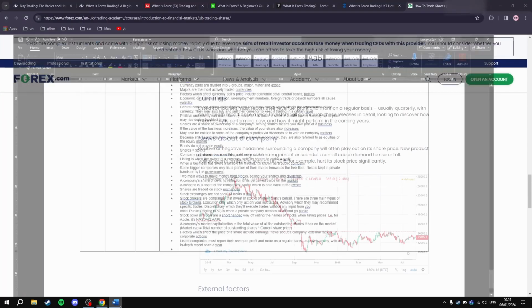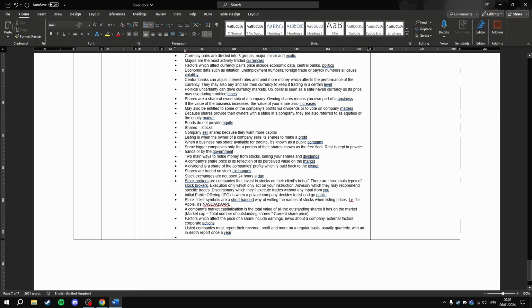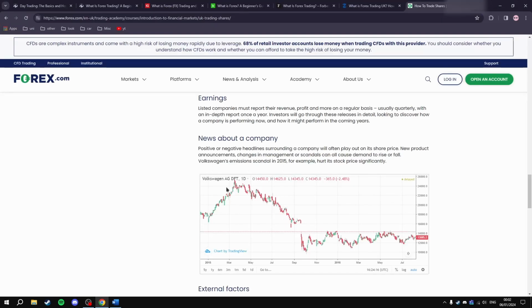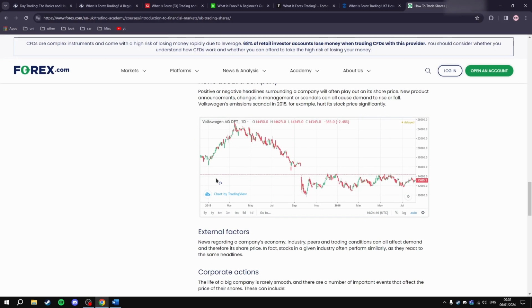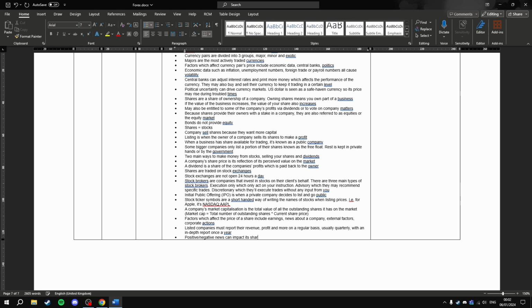So positive/negative news can impact share price through new product announcements, changes in management, or scandals.